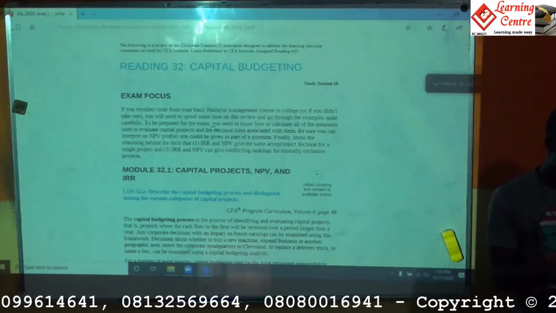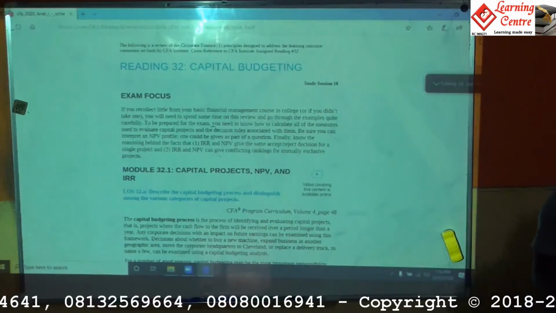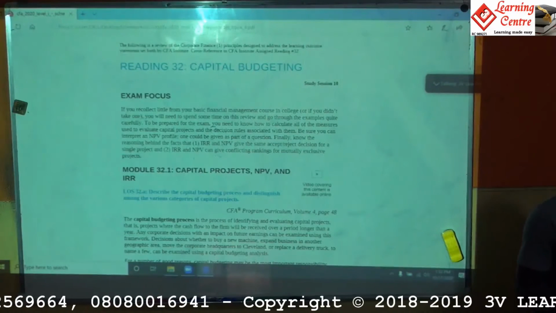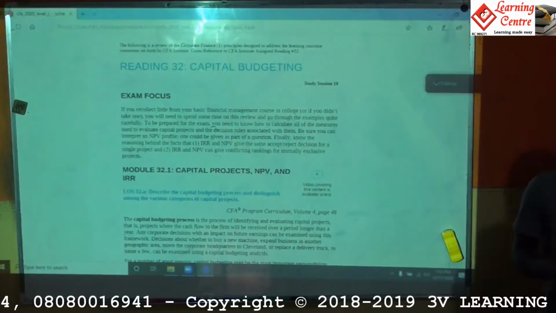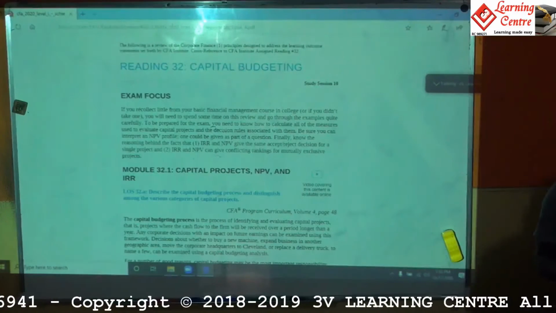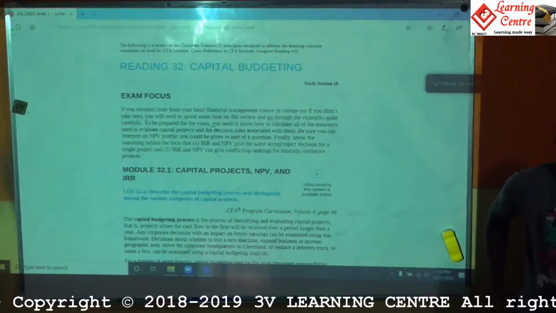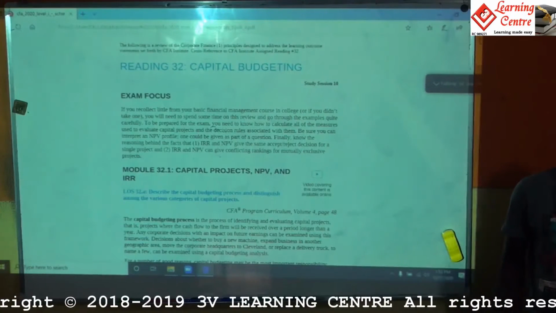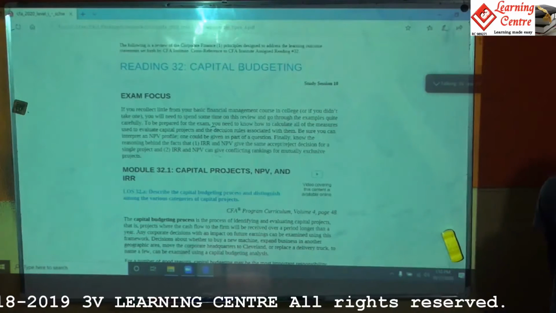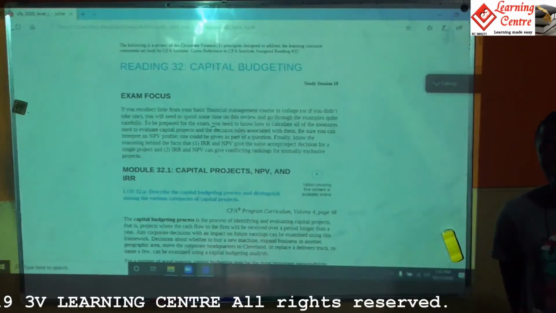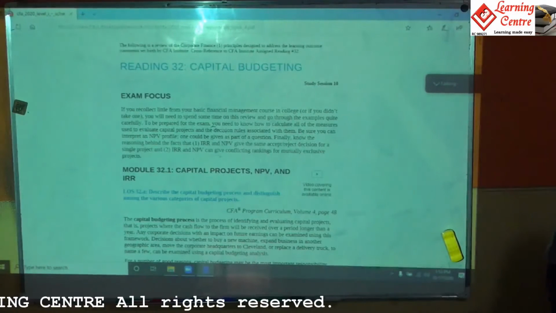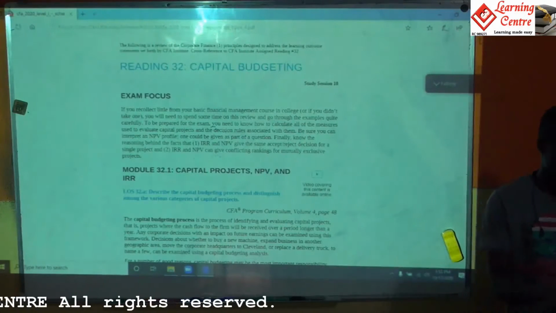Ask your question. So the four steps of the capital budgeting process: one, generating ideas. Two, analyzing individual proposals. Three, planning the capital budget. Then four, monitoring and post-auditing. Hope we are with our calculators. Okay.